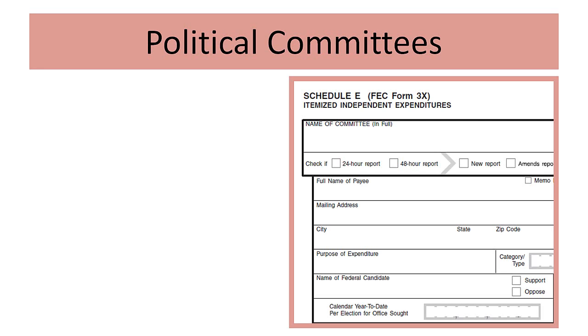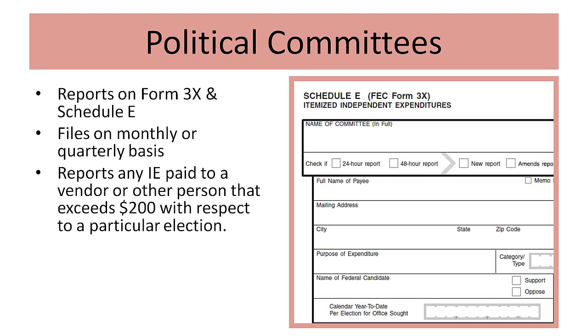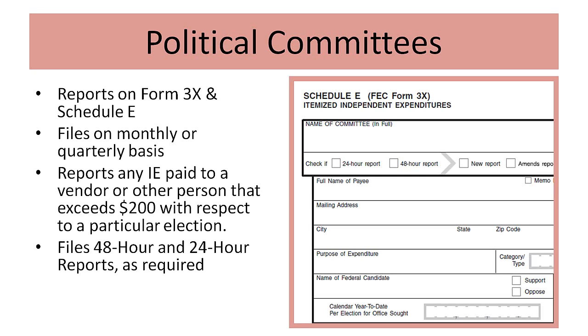Political committees will include independent expenditures on the regularly scheduled Form 3X. For any independent expenditure paid to a vendor or other person that exceeds $200 with respect to a particular election, you'll need to include this activity on Schedule E. In addition to these filings, 24 and 48-hour reports may be required. We'll cover that later in this video.